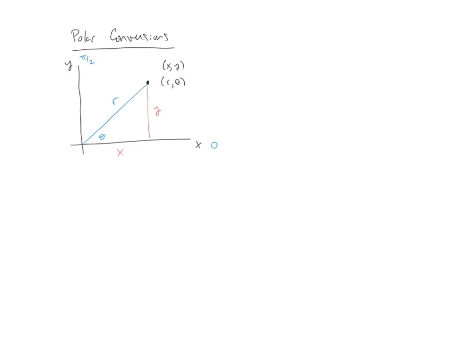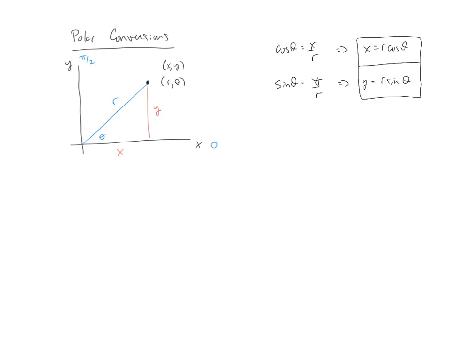Now, again, this triangle is very, very familiar to us. We can see that cosine of theta would be x over r. We can see that sine of theta would be y over r. Now, this means that x equals r cosine theta and y equals r sine theta. So these are helpful in the sense that if you are ever given something in polar coordinates and you want to convert it to rectangular coordinates, you can.